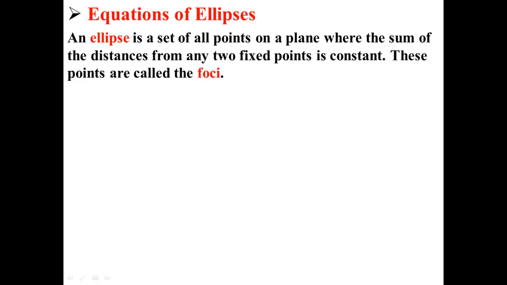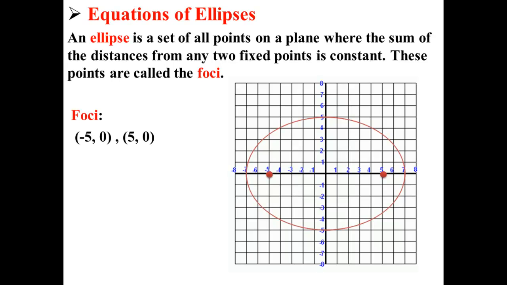An ellipse is a set of all points on a plane where the sum of the distances from any two fixed points is constant. These 2 points are called the foci. Here we have a graph of an ellipse. Its foci are at the points -5, 0 and 5, 0.